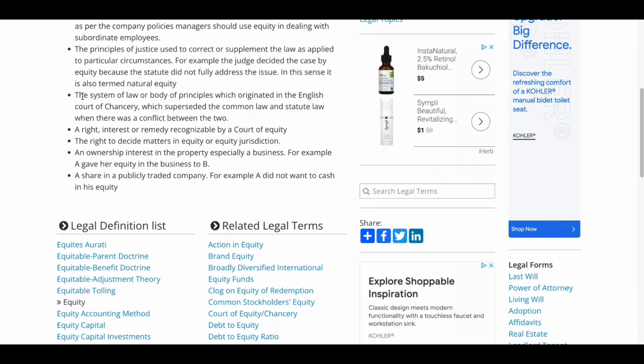Also, the system of law or body of principles which originated in the English Court of Chancery, which supersede the common law and statute law when there was a conflict between the two. See, equity supersedes common law and statute law. These statutes are what they're dealing with in the courts.